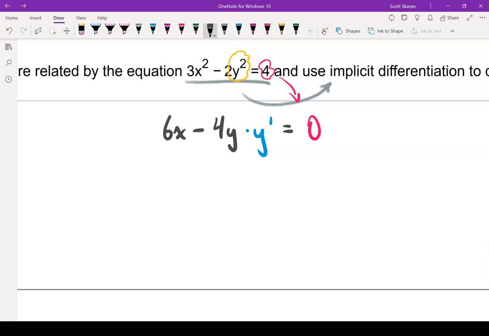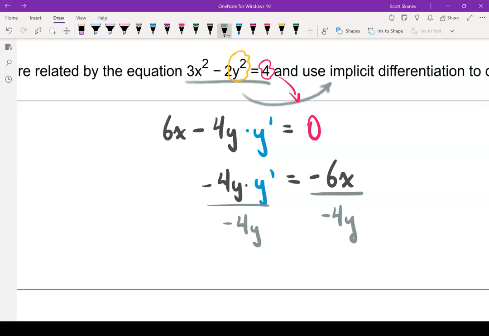Now solve this for y prime. So I'm going to keep the negative 4y, y prime on the left. I'm going to bring the 6x to the other side. You could have brought the y terms to the other side if you wanted and kept the signs positive. It doesn't make a difference at all. And remember, we're looking for y prime, so we need to divide out everything that's not y prime, which is negative 4y in this case. And see what happens. Cancel, cancel. Negative 6 divided by negative 4 gives us a 3 over 2. So this should give us a final answer of 3x over 2y.